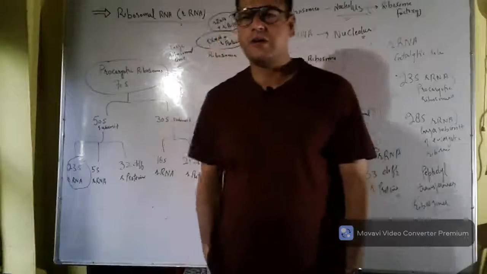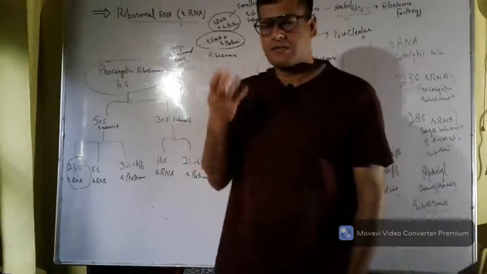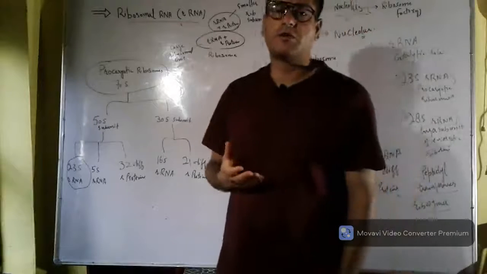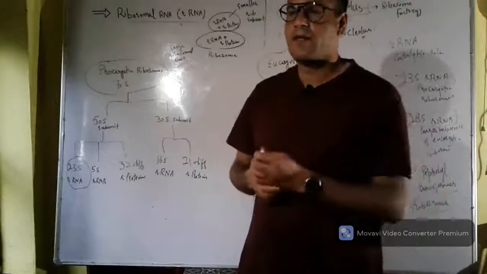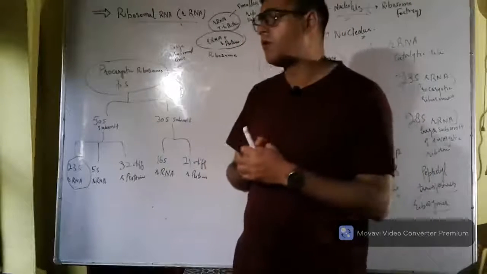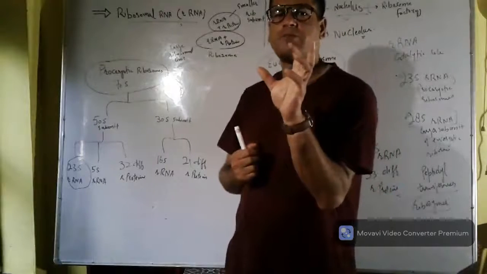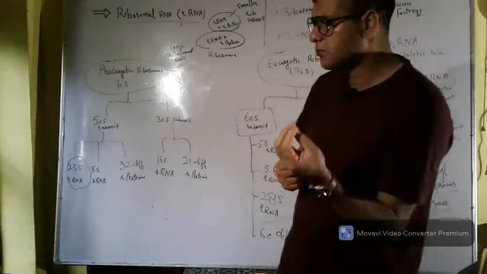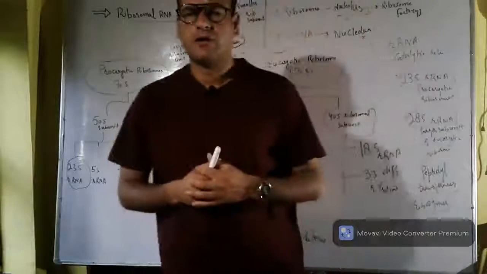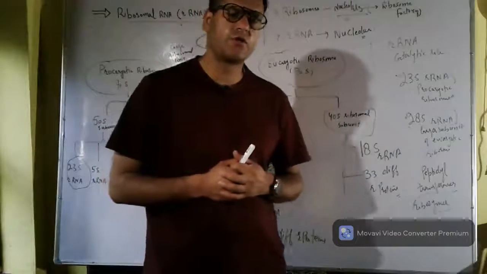In case of ribosomal RNA, I told you that this is the most stable type of RNA. It is an insoluble RNA, and it is the most abundant type of RNA. It constitutes about 80% of the total cellular RNA, and this is found in ribosomes. Ribosomes are simply ribonucleoprotein particles, where we find ribosomal RNA and ribosomal proteins. Then we have different types of ribosomal RNAs that we have discussed in prokaryotes as well as eukaryotes.